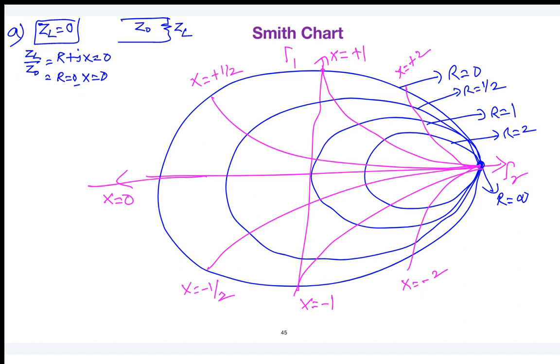So if you want to represent a short circuit load, it is the intersection of the R equal to 0 circle and the X equal to 0 circle. Where is the point located here right now? This is your R equal to 0 circle, and X equal to 0 is the entire real axis. Both intersect at this particular point. I can call this a short circuit load.